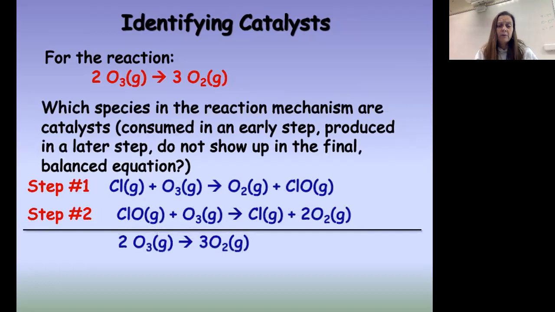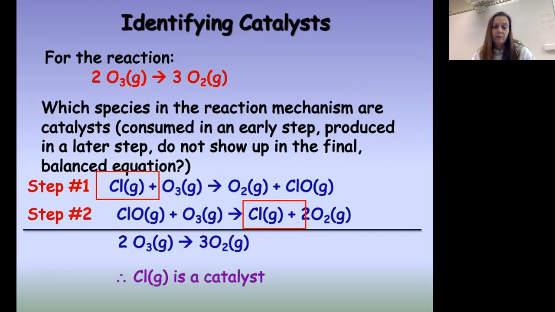We have chlorine reacting with ozone to give us oxygen and chlorine monoxide, and we have chlorine monoxide reacting with oxygen to give us monatomic chlorine and oxygen. So we can see that chlorine here is a catalyst. It is consumed in the first reaction. It's regenerated in the final reaction.